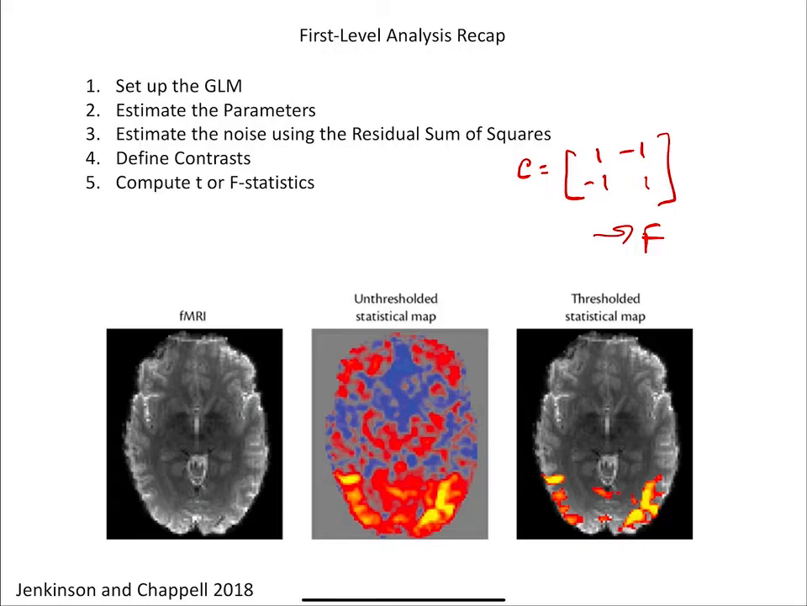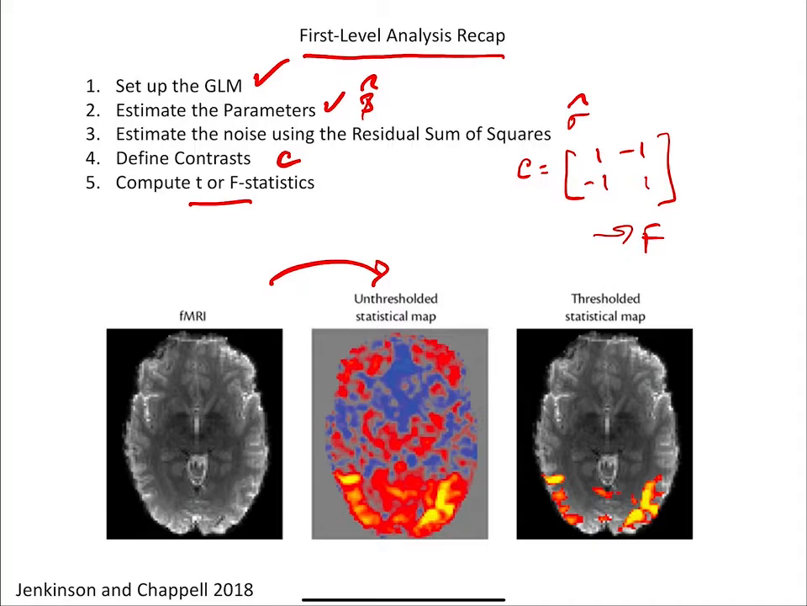Okay, so let's just recap where we are on the first level analysis. The first thing is you set up the general linear model, depending on your design. You estimate the beta parameters. You estimate the noise, and then you can define some contrast C, which we just saw some examples of. And from there, you compute your T or F stats. So this is what it might look like for a scan. You have your fMRI data, you have your statistical map, and then here you might threshold it, showing all the voxels where you had a significance value of 0.05 or 0.01.